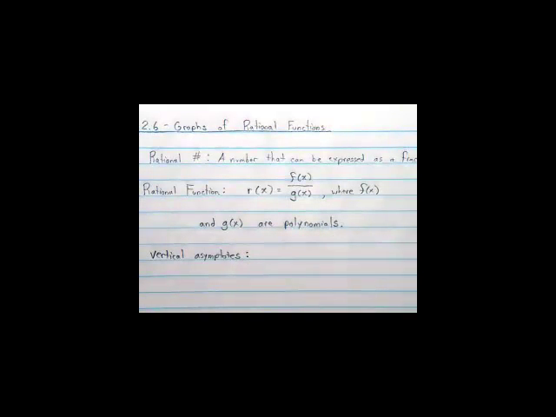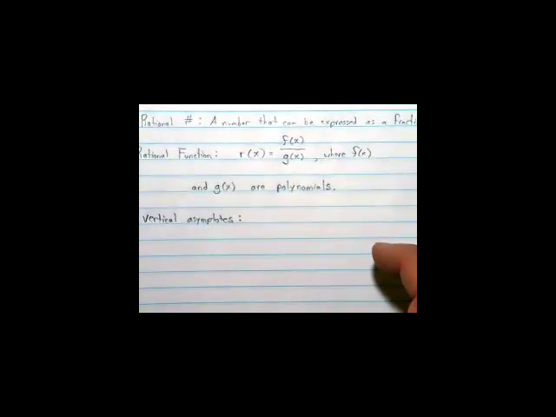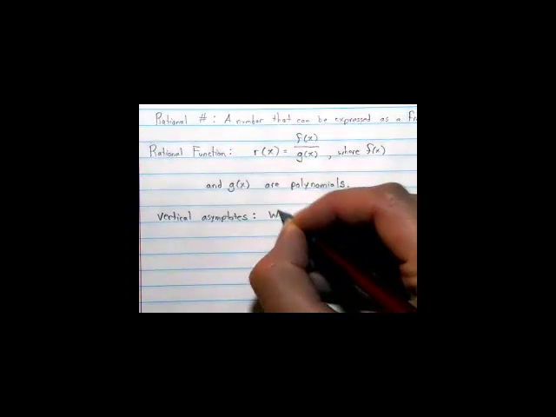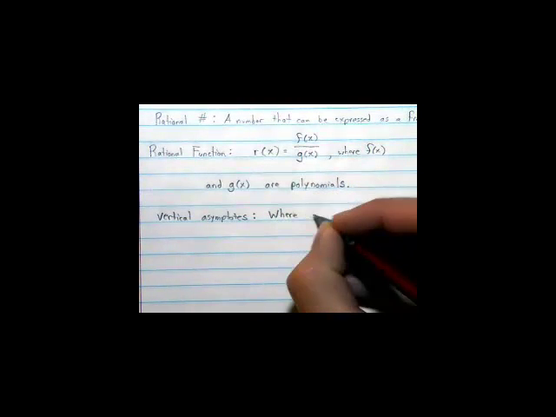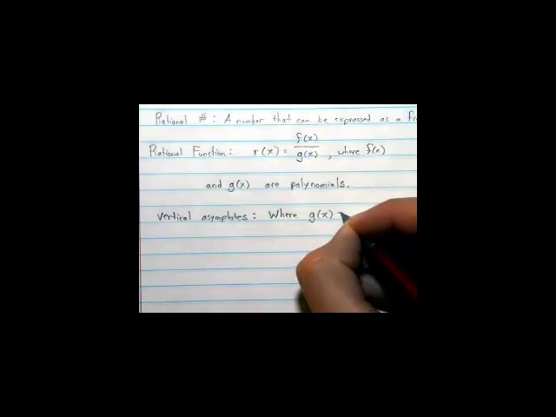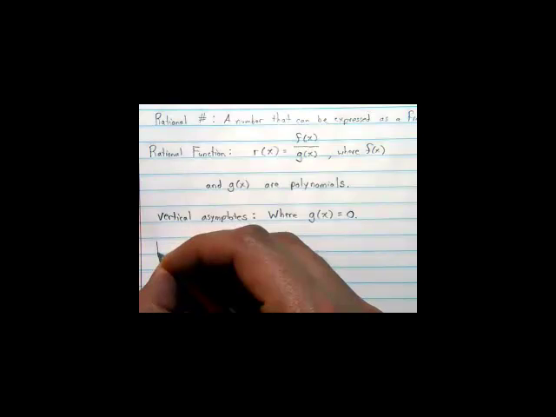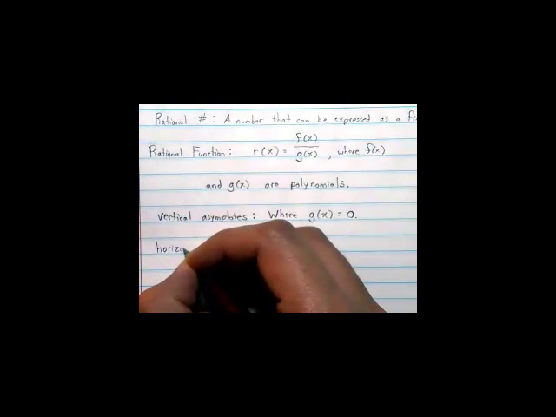So in the past, what have we done to find vertical asymptotes? Right. So that's where g of x equals 0. Okay, so we're going to be looking for those. We'll also be looking for horizontal asymptotes.